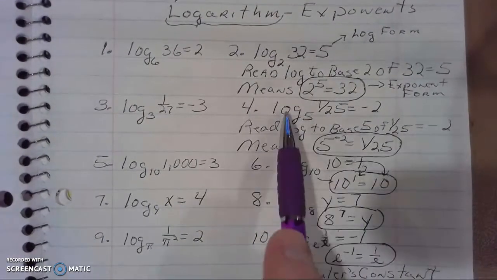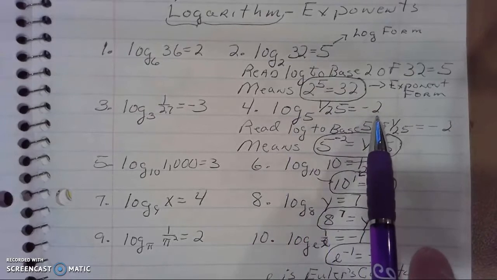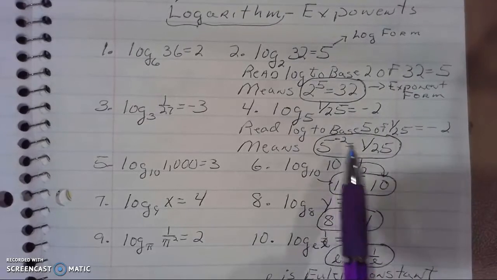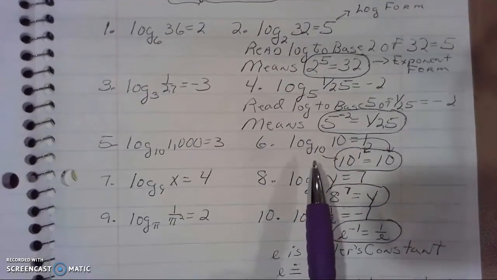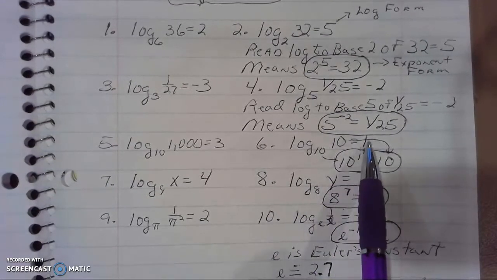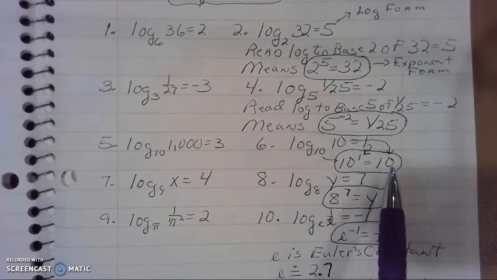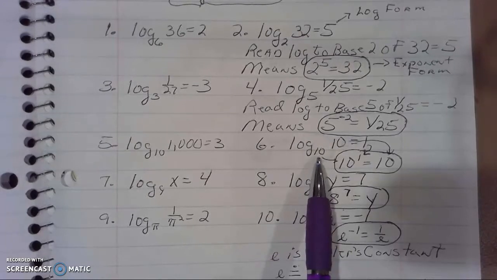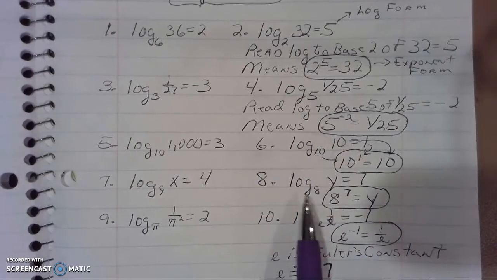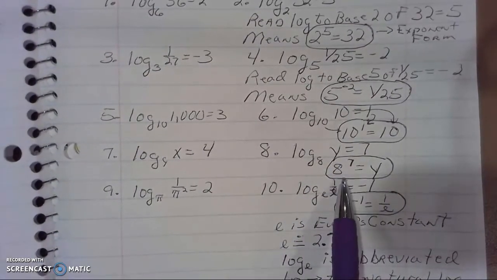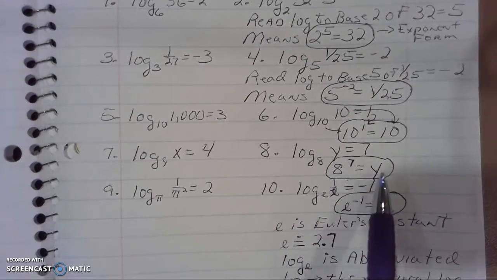Number 4, log to the base 5 of 1/25 equals negative 2. So this 5 to this negative 2 as the exponent equals 1/25. Number 6, log to the base 10, so that 10 goes here, of 10 equals 1, so this 10 to the first equals 10. And by the way, this is called your common log, base 10, so sometimes if there's no base written there, it's understood to be 10. Number 8, log to the base 8 of y equals 7, so 8 to the 7th equals y.